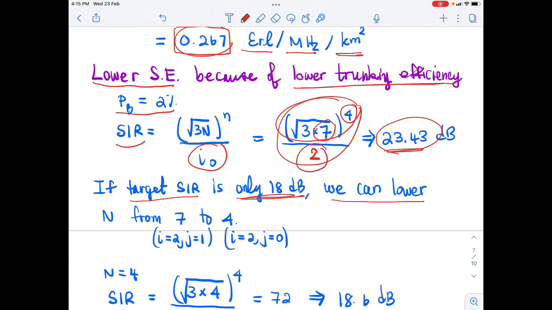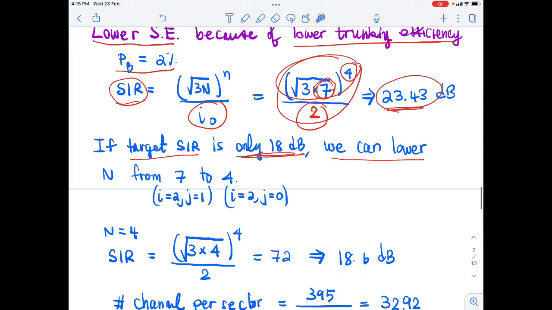So what can we do? To reduce SIR, currently we are using a frequency reuse factor of 7. What if we reduce it, make it lower, and hopefully the new SIR is lower but still above 18 dB. At present we use N equal to 7. One step down is not going to be 6. Remember, N has some formula structure.